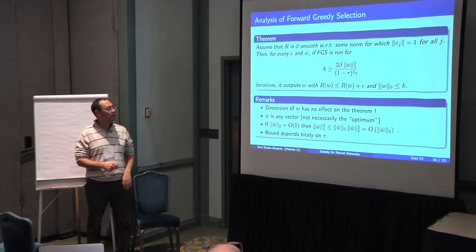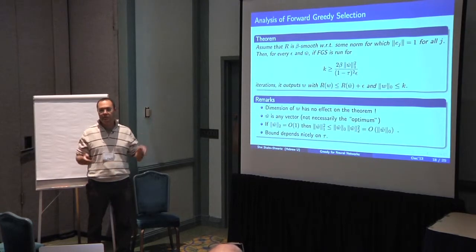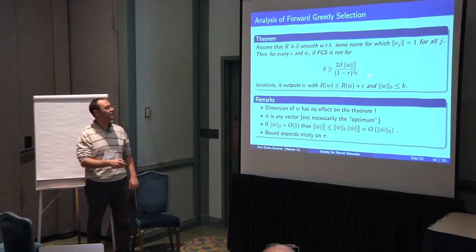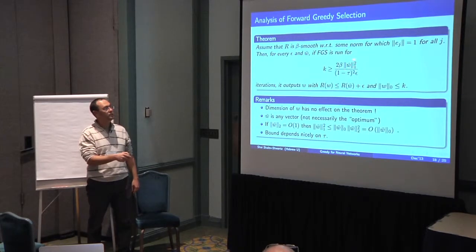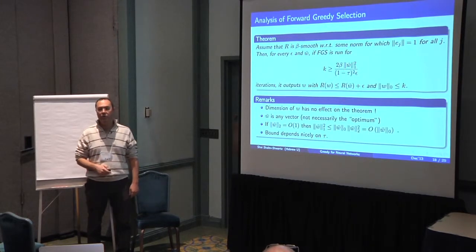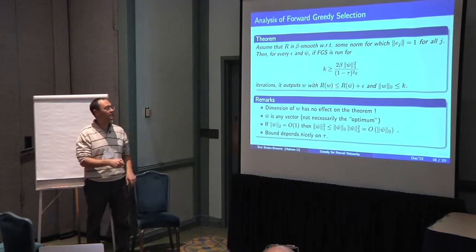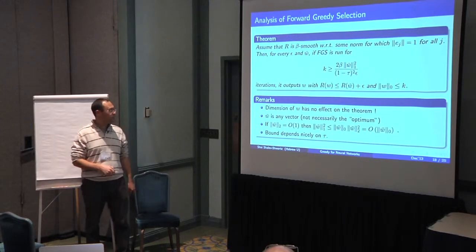Second, W bar here is not necessarily the optimum of the original problem that we're trying to tackle. It can be any vector. This is also an important thing, because maybe the optimal vector would not have a small L1 norm. But here it suffices that you have a vector with both low L1 norm and good performance in terms of the objective R.